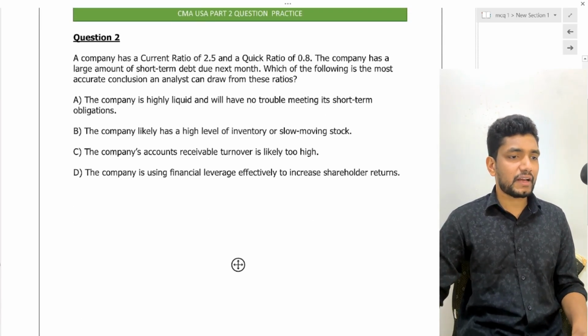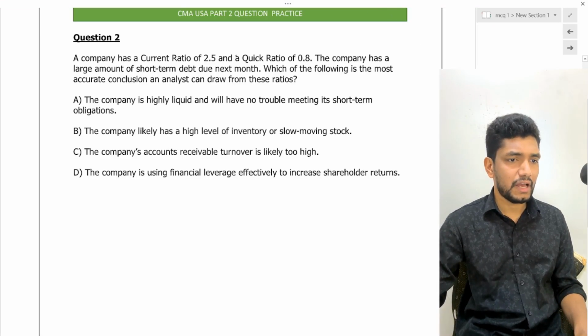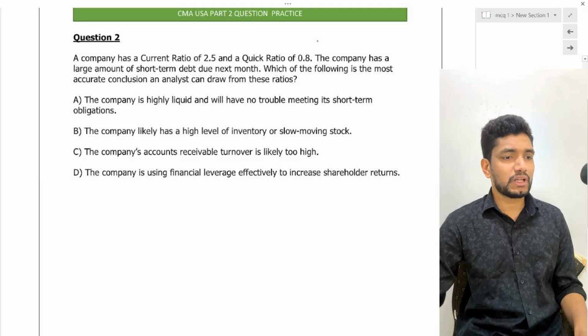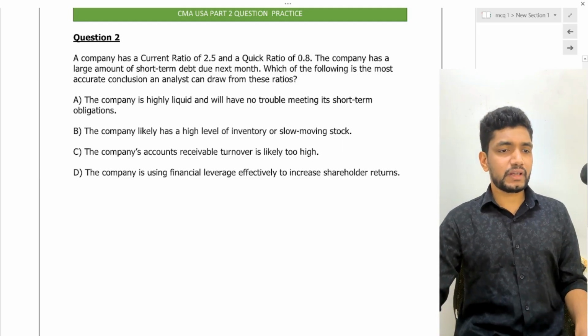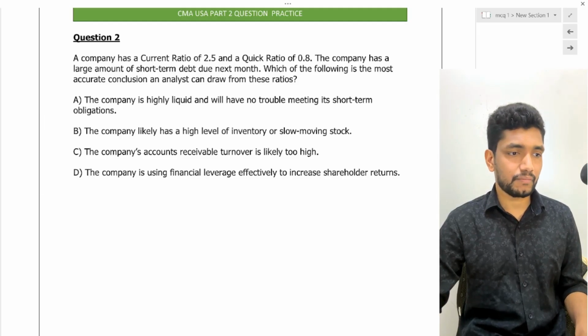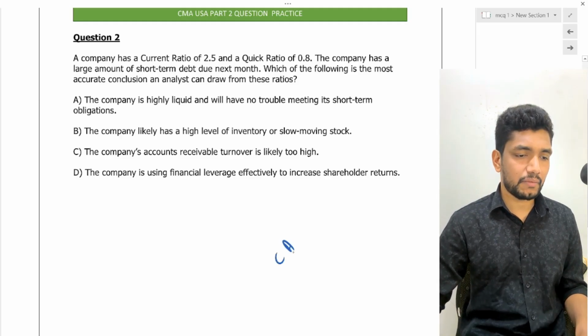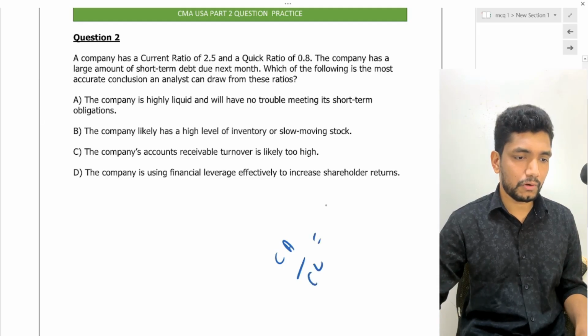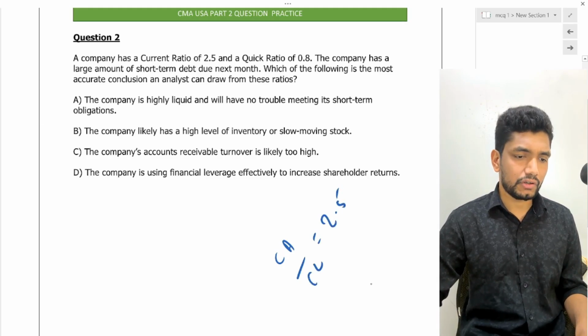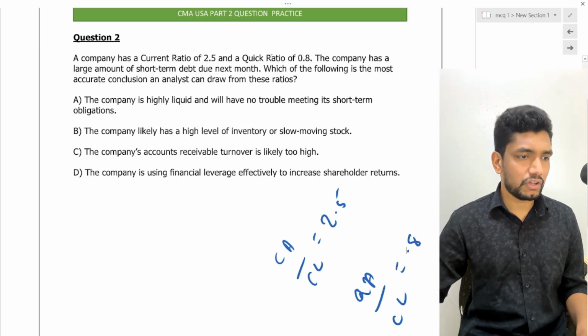A company has a current ratio of 2.5 and a quick ratio of 0.8. The company has a large amount of short-term debt due next month. Which of the following is the most accurate conclusion an analyst can draw from these ratios? The current ratio, that is current assets divided by current liabilities, is 2.5. And the quick ratio, quick assets divided by current liabilities, is 0.8. So what is the conclusion from these ratios?